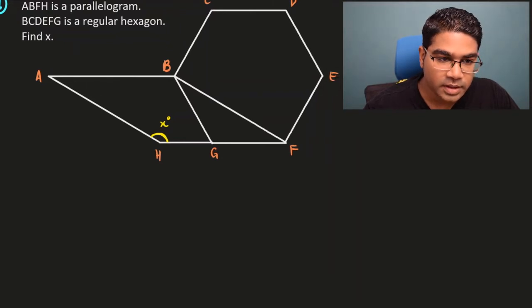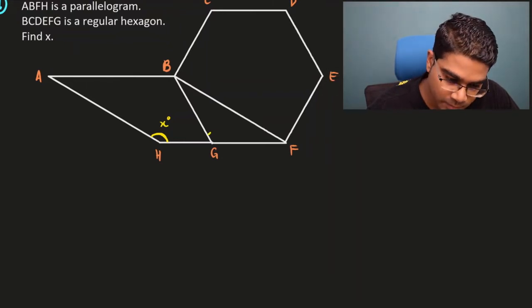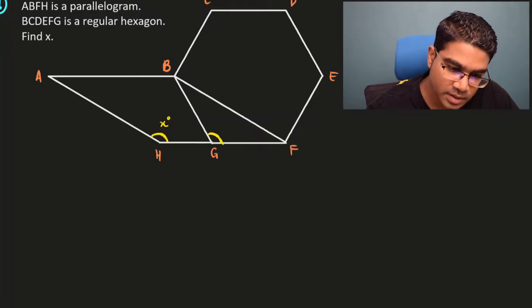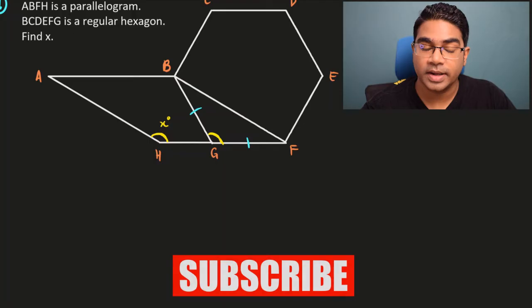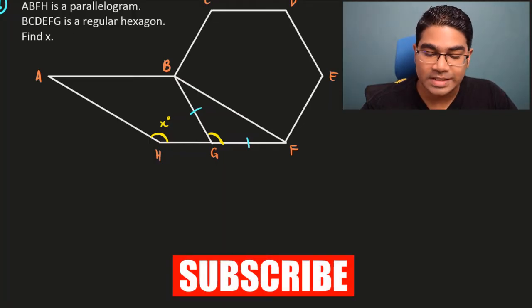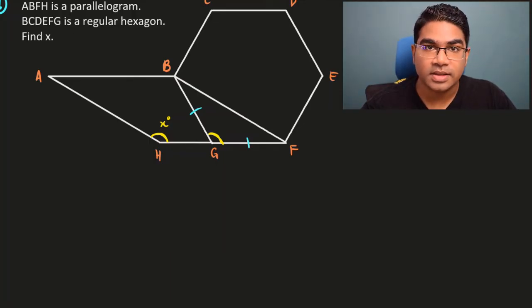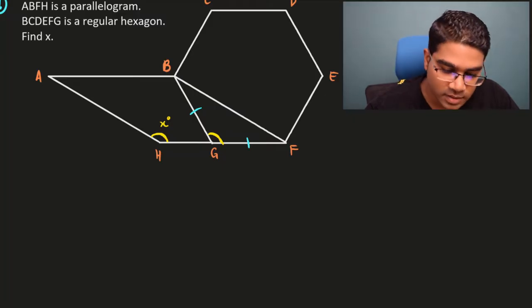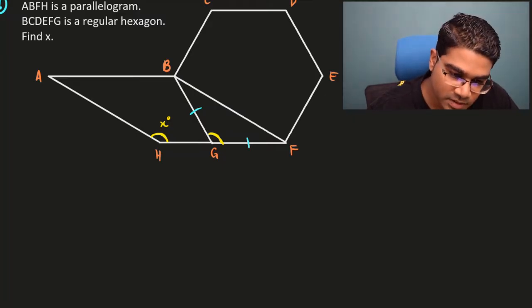Now the internal angle that we are interested in is this one, because this is part of an isosceles triangle. Since BG and GH are sides of the hexagon, they are the same length. So let's find this internal angle first.